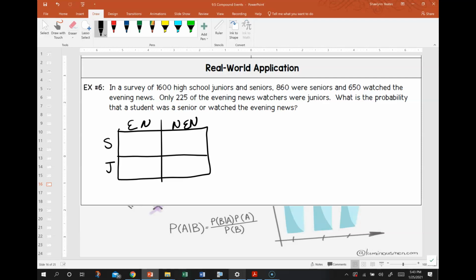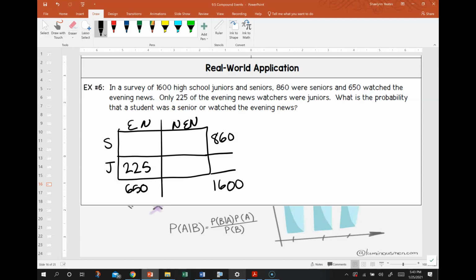So I know that there's a total of 1,600 high school students. 860 were seniors. 650 watched the evening news. Okay. Only 225 of the evening news watchers were juniors. So this is 225. What is the probability that a student was a senior or watched the evening news?